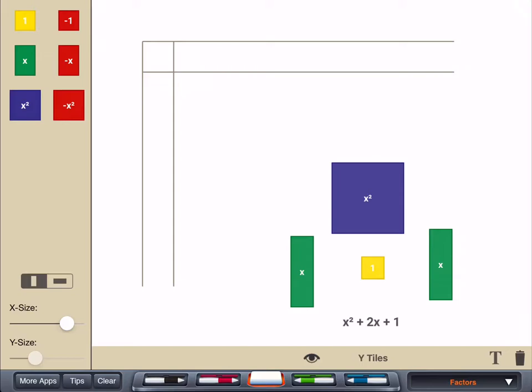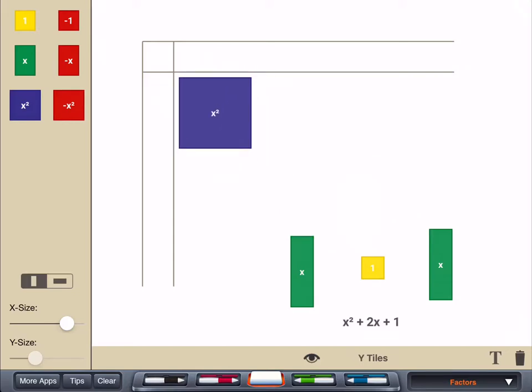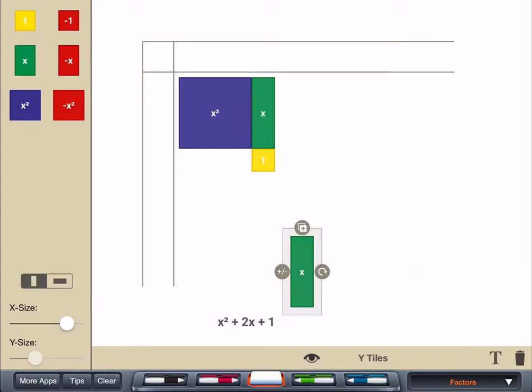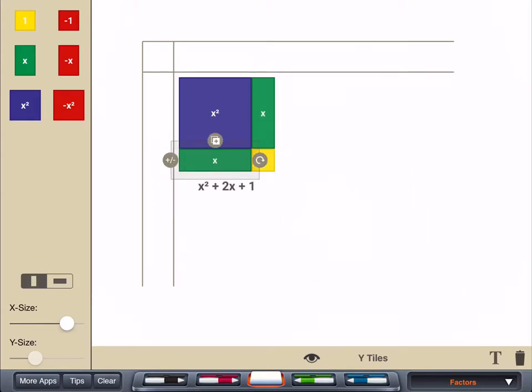Use your expo marker, and on your table, get that crosshatch so that you can start to build your area model. Now we know that we put our quadratic term in the top left, and we put our constant in the bottom right, and then we'll fill in the rest of those spaces on the border with our rectangles. And so in this case, I'd be able to put one green rectangle here and the other down below.